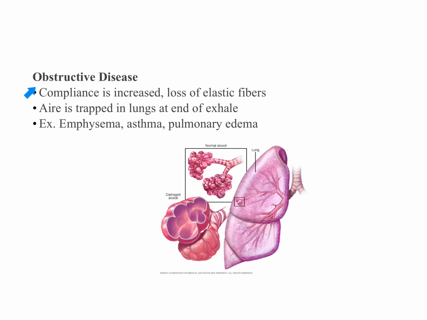Obstructive disease means that we have an increased compliance. So the elastic fibers are lost, and so air comes in but doesn't go back out and ends up trapped inside of the lungs. And so with that, we're not able to get rid of that carbon dioxide rich air, and we're not able to bring in new air because we're already full of air. So things such as emphysema or asthma could lead to obstructive disease.